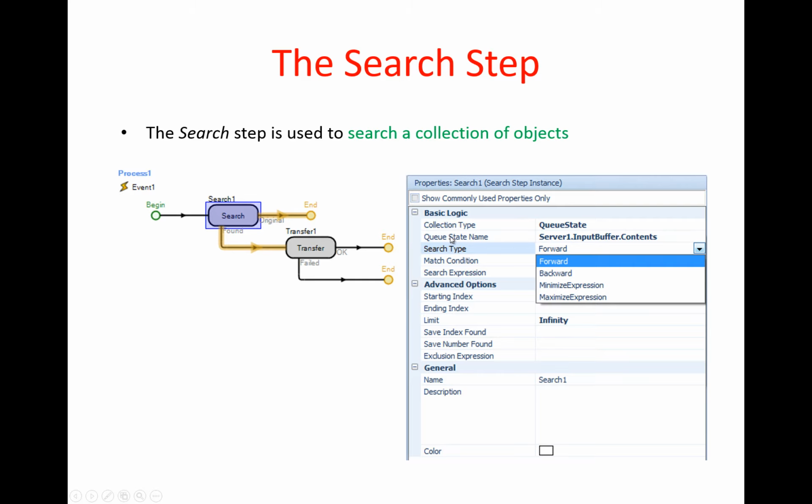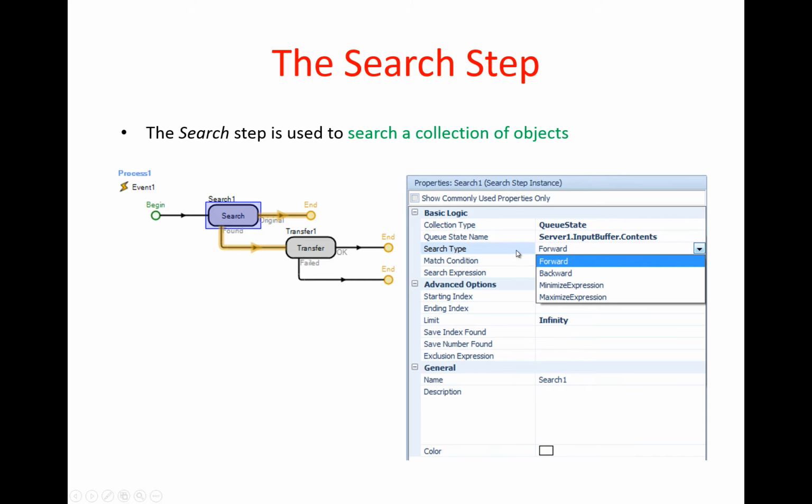So that's what we have for the queueState name property. For the search type property, we have several options: forward, backward, minimize expression, and maximize expression. So the search type property essentially tells Simio in which order we would like to process the entities that we find. And the forward option that we use in the current model is essentially a first in, first out rule.